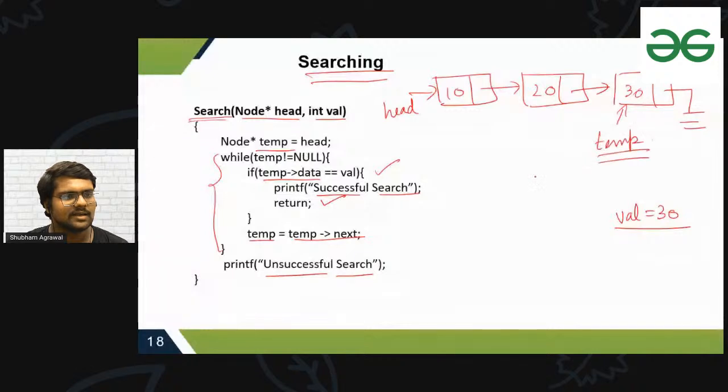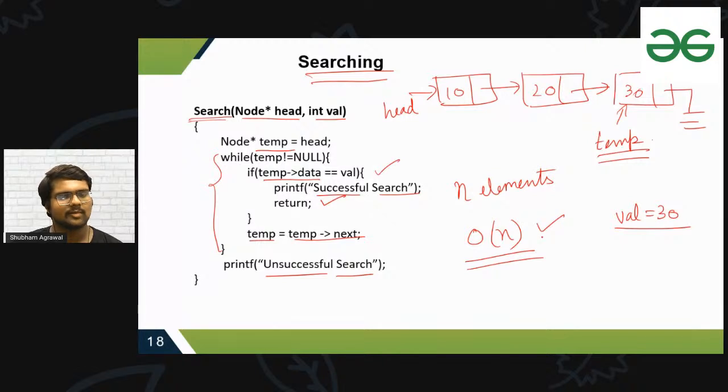So in this way we can traverse the linked list. Here, if the linked list contains n elements, in the worst case we need to search all the n elements and compare all of them. Hence the time complexity becomes order of n.